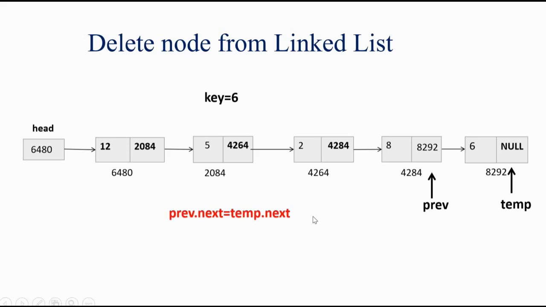For that, update previous.next equal to temp.next. Previous.next is this and temp.next is this. So we update previous.next equal to temp.next. So null will be updated over here. So we have null here. So now this is not pointing to any node and we remove this particular node from the linked list.